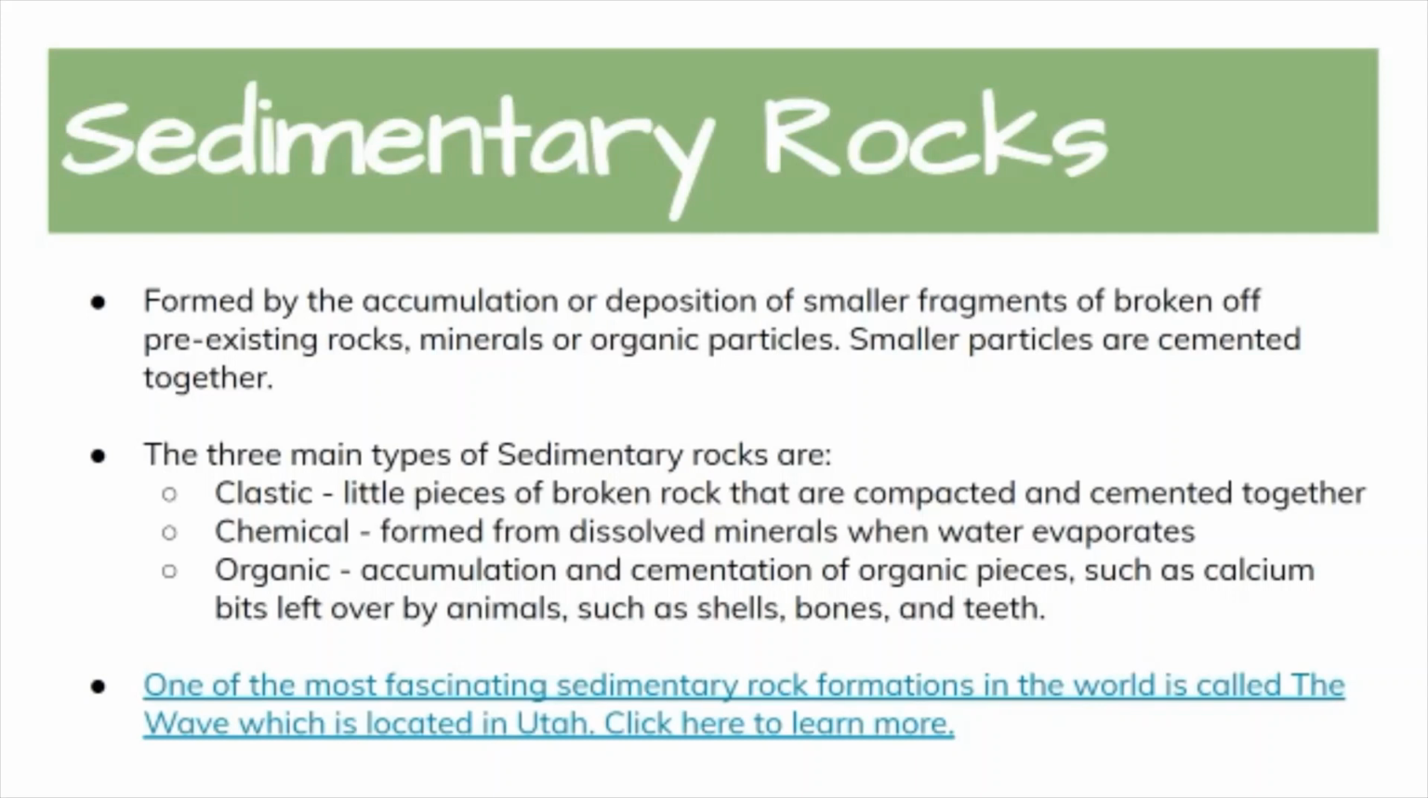There's clastic, which are little pieces of broken rock that are compacted and cemented together. There are chemical sedimentary rocks, and those are formed from dissolved materials when water evaporates. And then there are organic sedimentary rocks, and those are the accumulation and cementation of organic pieces, such as calcium bits left over by animals, such as shells, bones, and teeth.